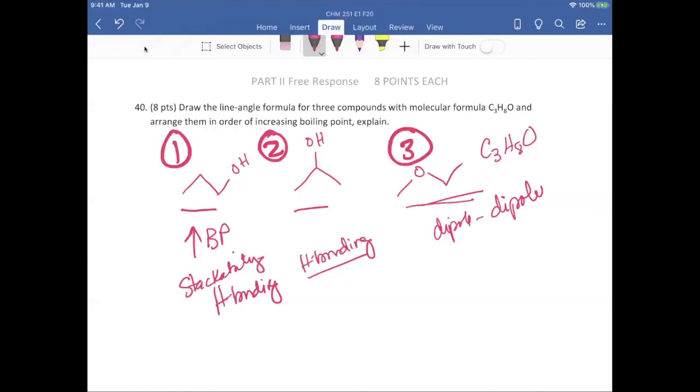And if I summarize real quickly, number 1 has hydrogen bonding, dipole, dipole, and maximum London dispersion. Number 2 has hydrogen bonding, dipole, dipole, and a little bit less of the London dispersion. And number 3 has dipole, dipole, and London dispersion, and it lacks hydrogen bonding. So the boiling point would be ranked 1 for the linear alcohol, 2 for the branched alcohol, and then 3 for the ether.